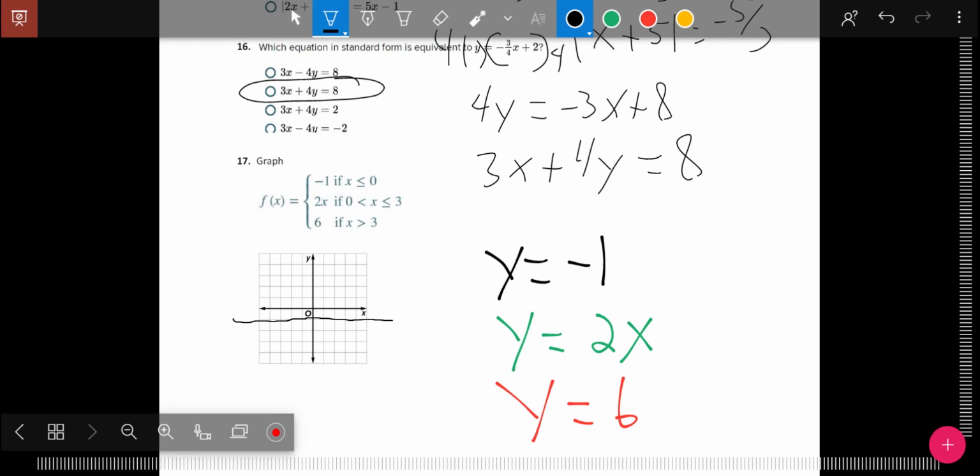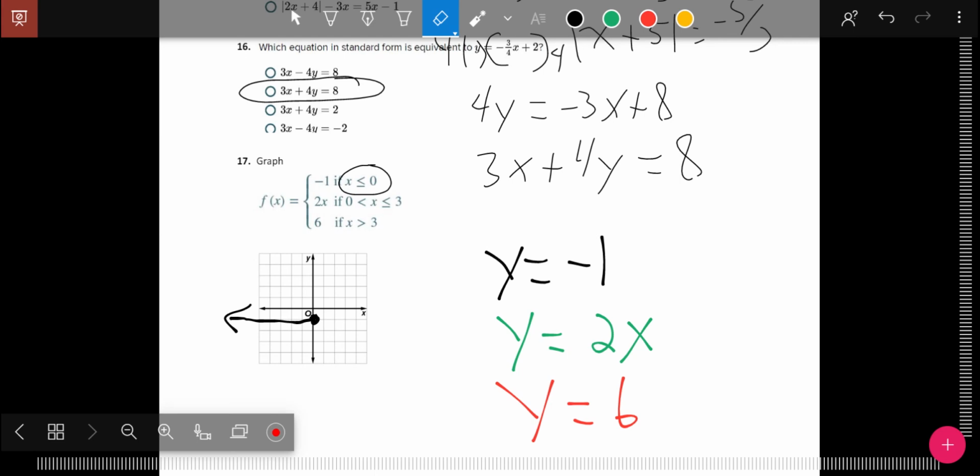Now, it's only for x less than or equal to 0, so x is 0 right here. It's a closed circle because of the or equal to. It points to the left, so the part to the left is included. So it's a closed circle, and I include everything out here, which means I take my eraser and erase everything to the right.